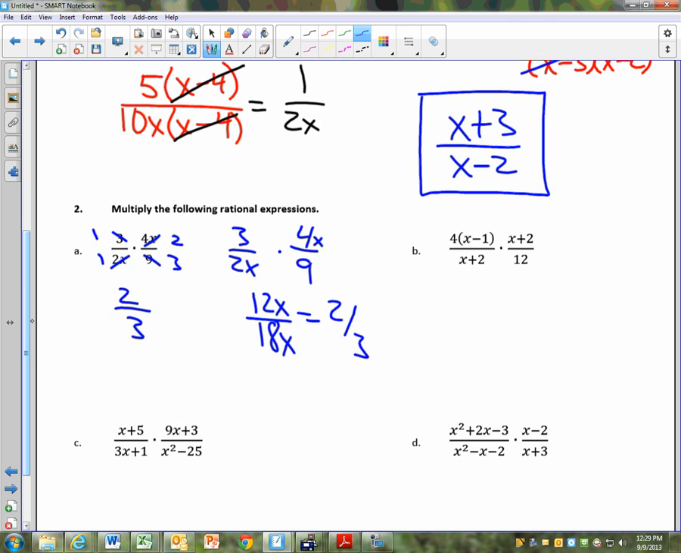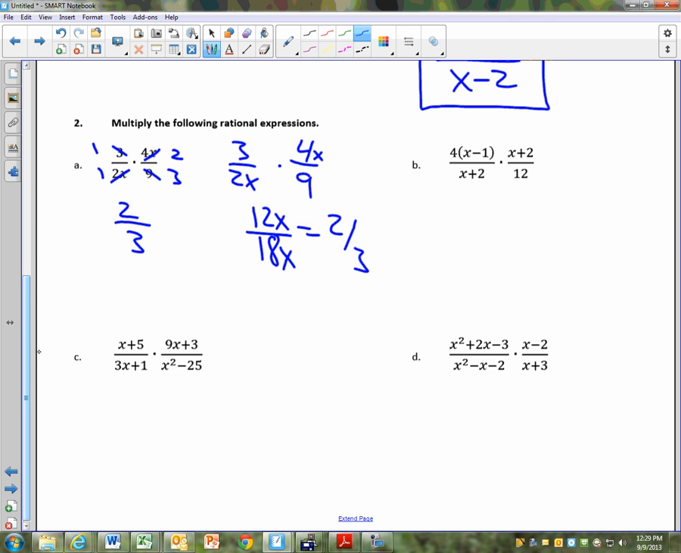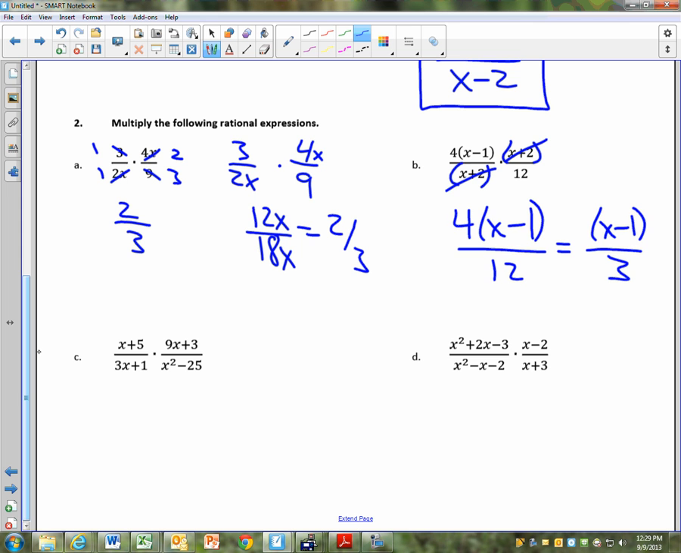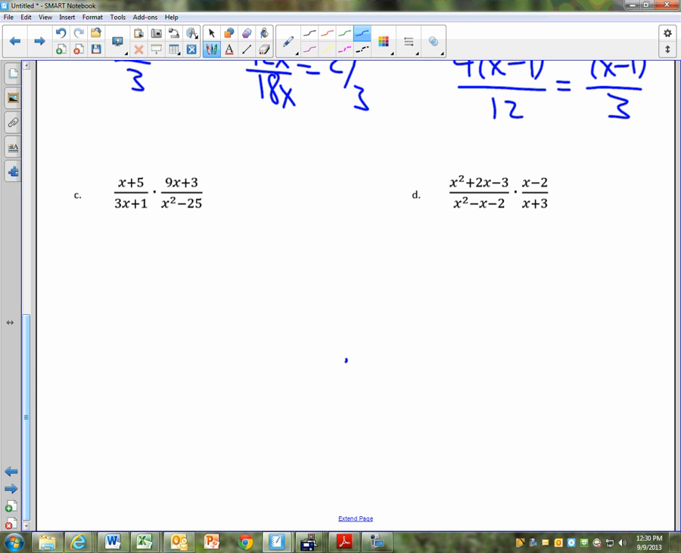How about B? What can I do right away? Good. Cross off your x plus 2's. So I have 4 times x minus 1 over 12. Now what? Reduce 4 over 12 to get? Good. What should I do first for C? Factor. How does 9x plus 3 factor?